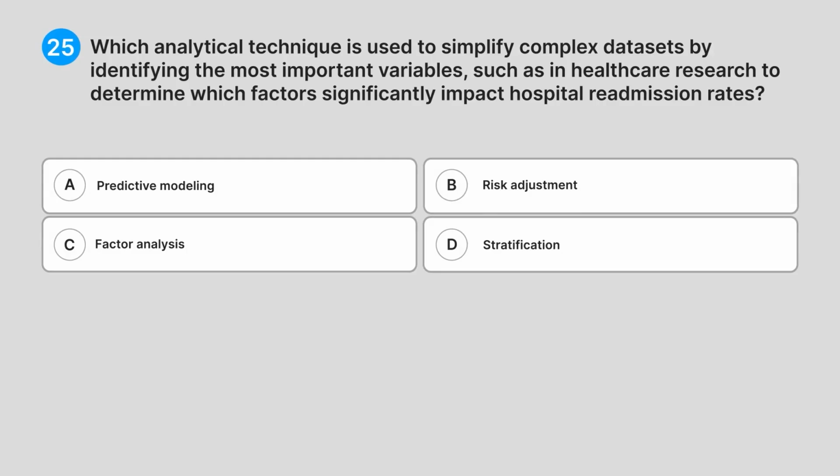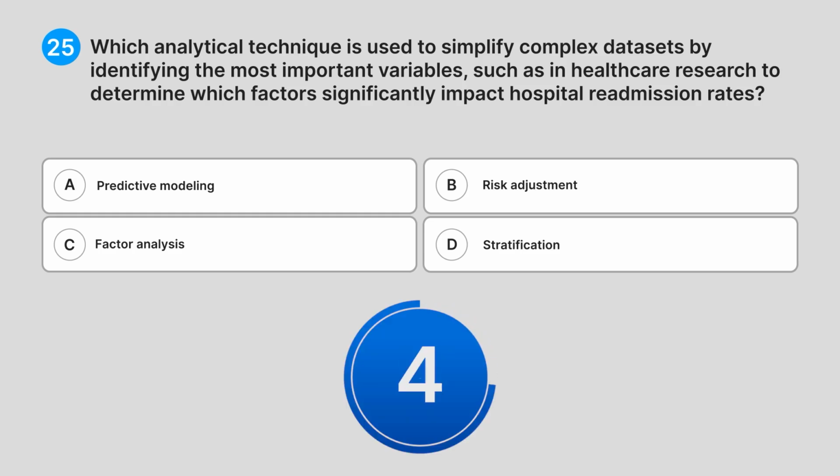25. Which analytical technique is used to simplify complex datasets by identifying the most important variables, such as in healthcare research to determine which factors significantly impact hospital readmission rates? A. Predictive modelling. B. Risk adjustment. C. Factor analysis. D. Stratification. Can you guess the answer?